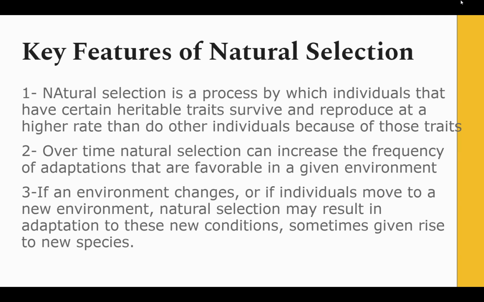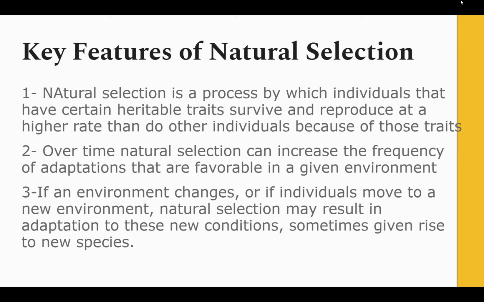So, to wrap this up, these are our three key features of natural selection. If you don't take anything from today, this is what you need. Number one is the definition of natural selection. Natural selection is the process by which individuals that have certain heritable traits survive and reproduce at a higher rate than other individuals because of those traits. Those traits are what make those organisms better at surviving and reproducing. Number one.